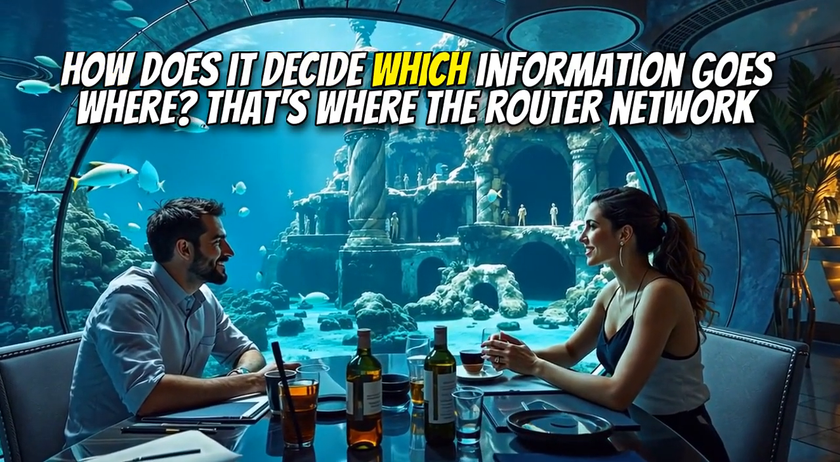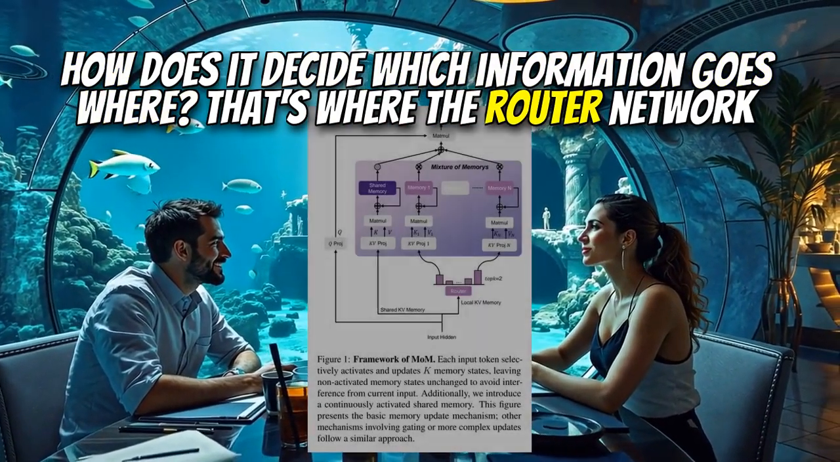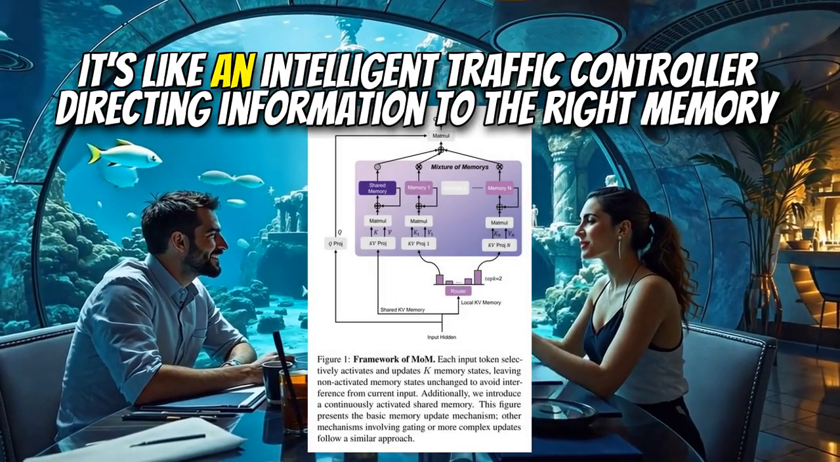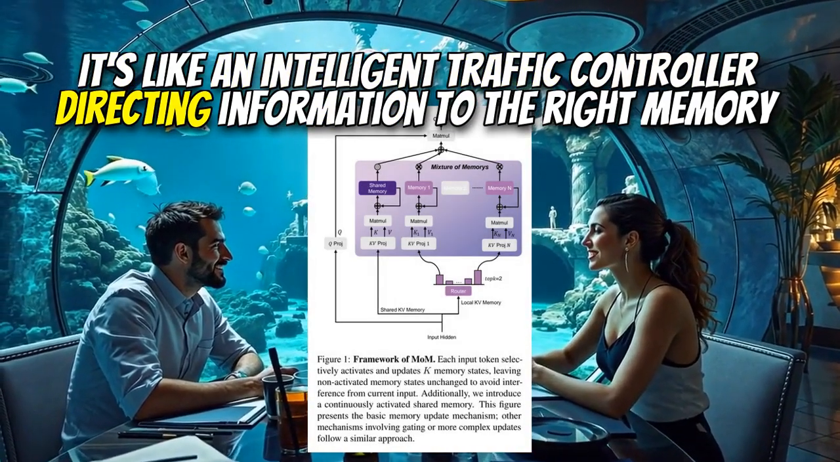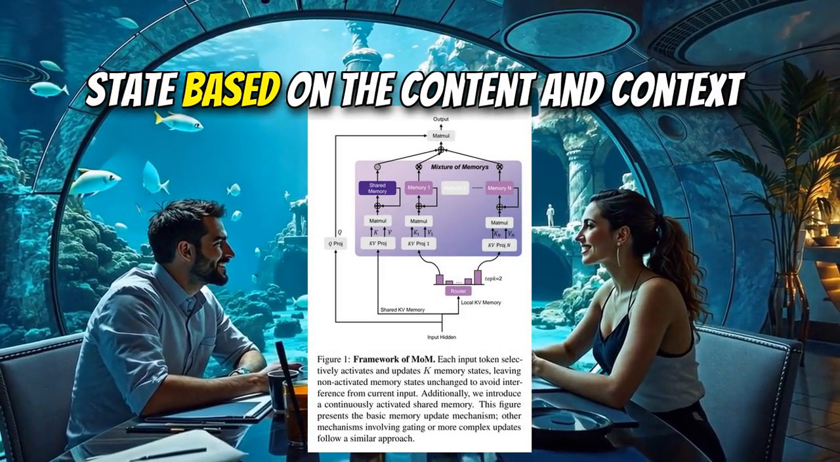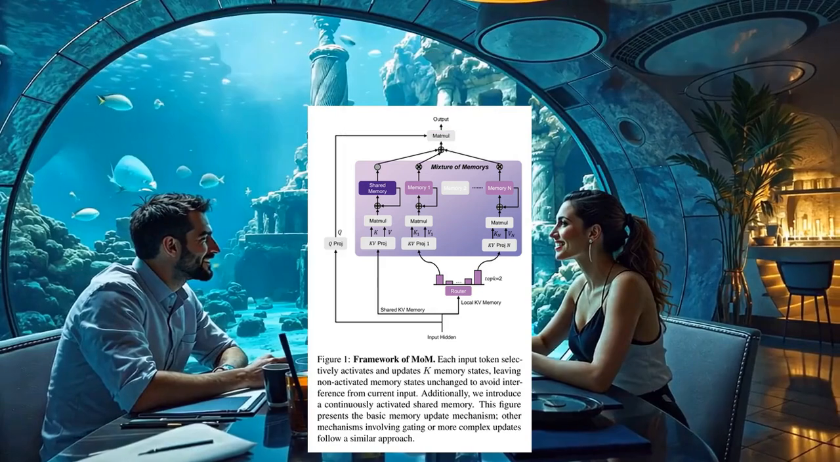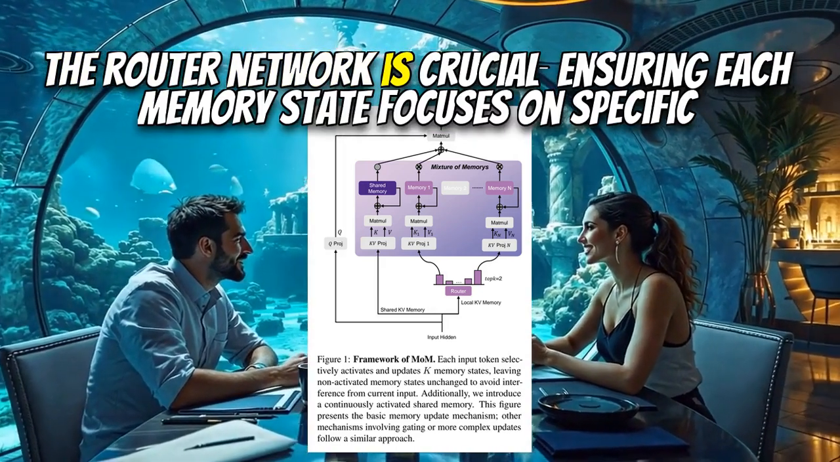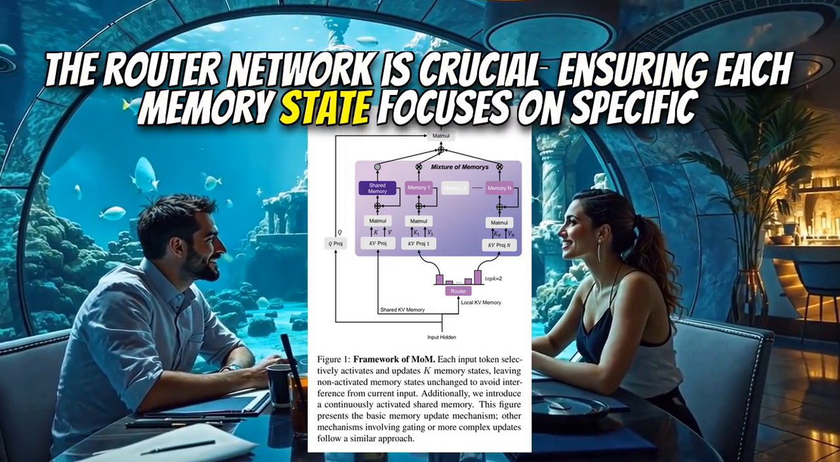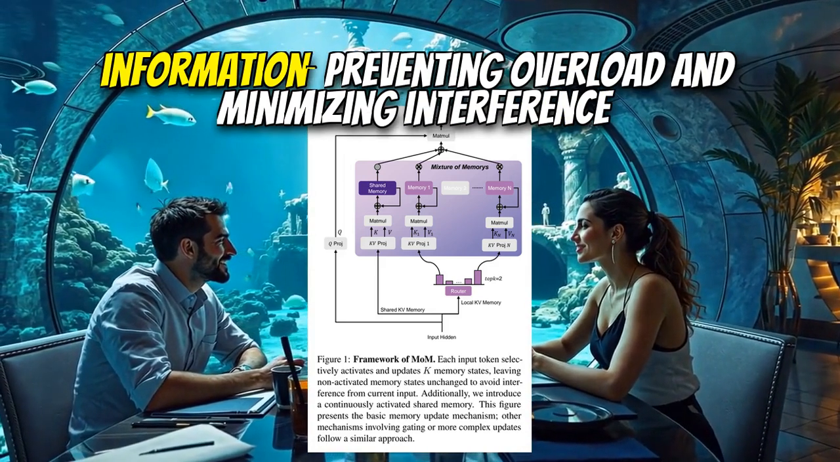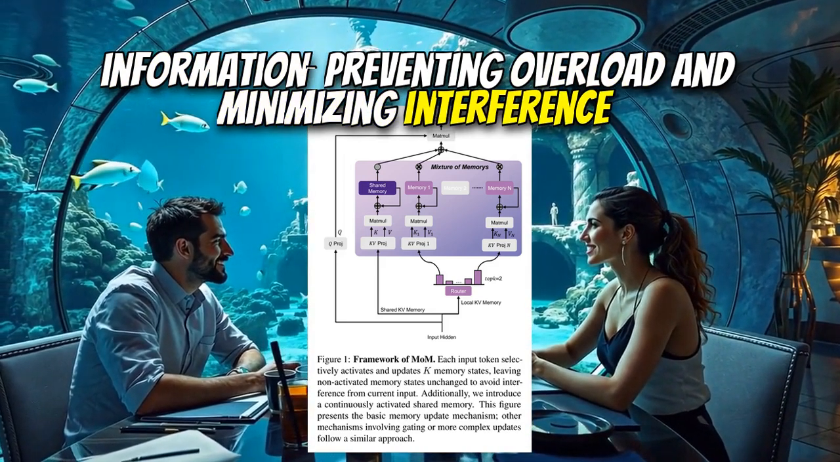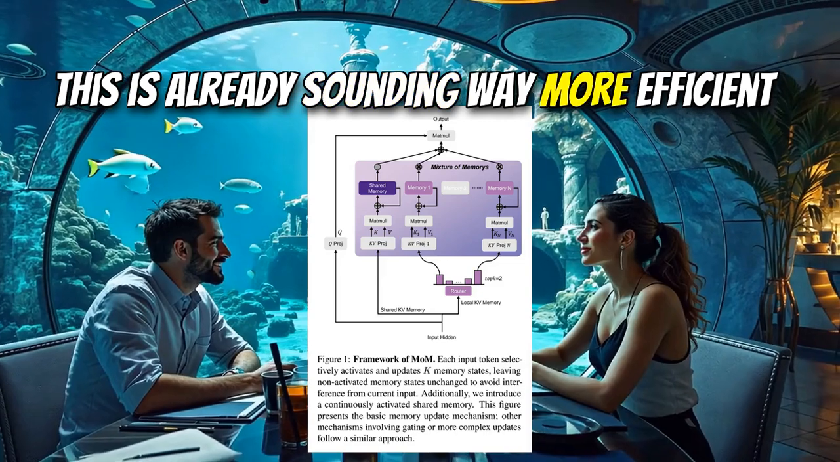How does it decide which information goes where? That's where the router network comes in. It's like an intelligent traffic controller directing information to the right memory state based on the content and context. A librarian who knows where each book belongs. A great analogy. The router network is crucial, ensuring each memory state focuses on specific information, preventing overload and minimizing interference. This is already sounding way more efficient.